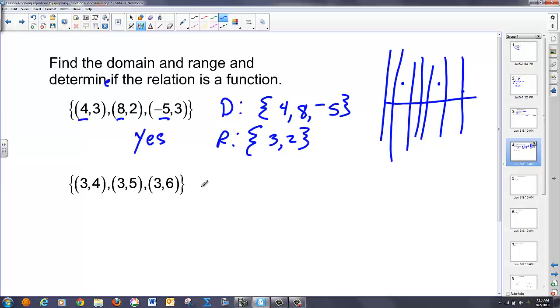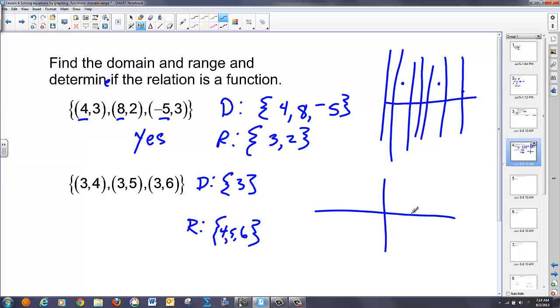Now in this case, I have a domain being the set of 3 and the range being the set of 4, 5, and 6. And again, if I were to graph these, here's 3, 4, 5, and 6. And in this case, you'll notice if I draw a vertical line, it happens to cross through 3 points at one time. Therefore, this is not a function. And this method is called a vertical line test.